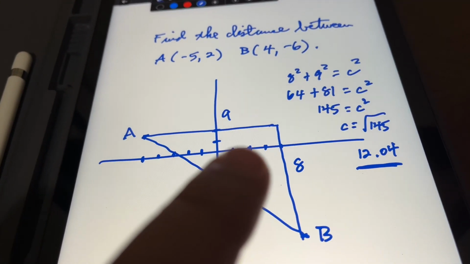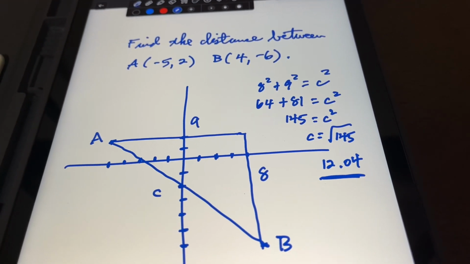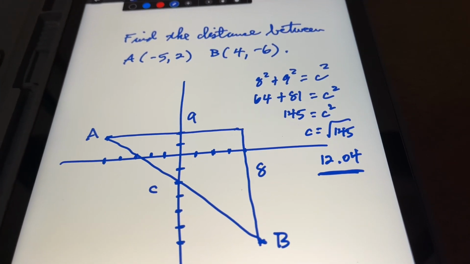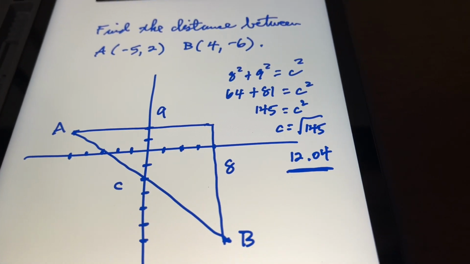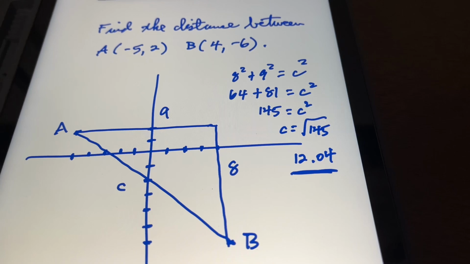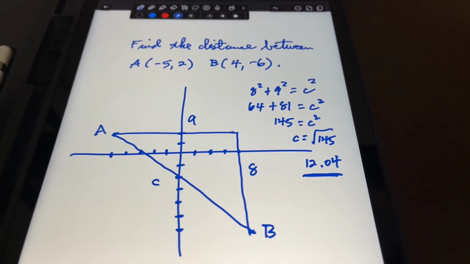So that's for right triangles. 8 squared is 64, 9 squared is 81. You add that together, you get 145 for C squared. You take the square root of both sides to find C, and so the answer is the square root of 145, which is about 12.04. So that is one way to do it.